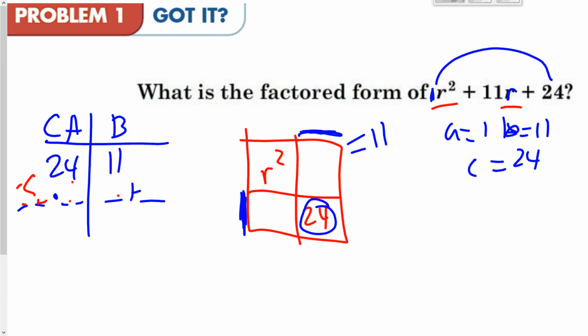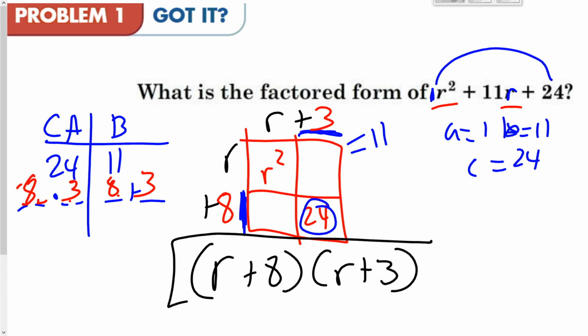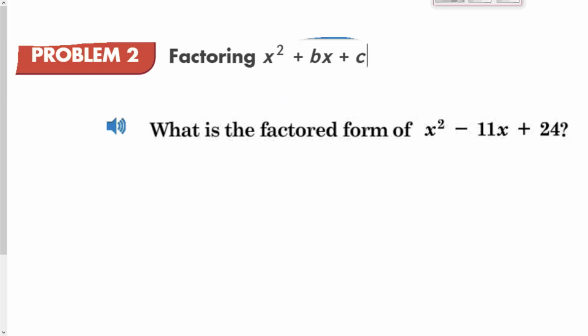How about 8 and 3? 8 and 3. Hey, look, 8 times 3 is 24, and 8 plus 3 is 11. So those are my two, so 8 and 3. And then what gets me r squared? R and an r, and it's a positive 8 and a positive 3. So there are my two binomials, r plus 8 times the quantity r plus 3. That's factored form. Write it as your two sets of binomials.